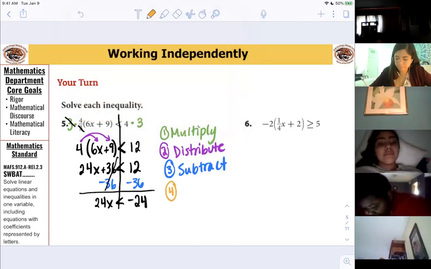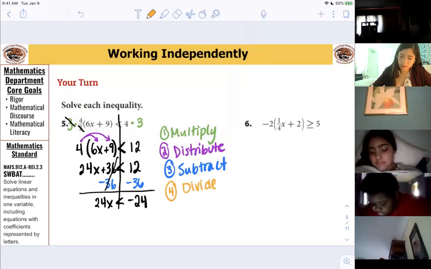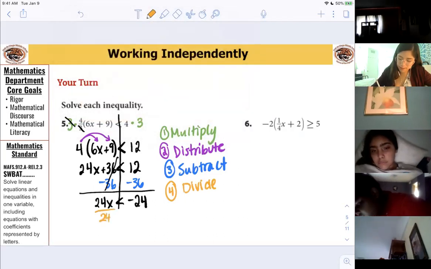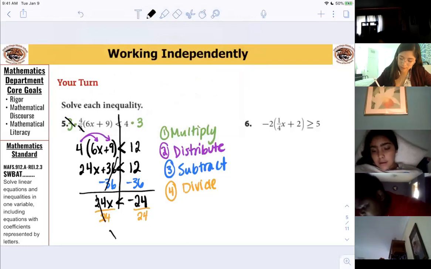Divide. Good, divide. Now remember, we still have a symbol, so don't forget that your final answer is still going to have that symbol in there. And what's that symbol again? Is that greater than, less than? Less. Good. It looks like an L, so it's less than. So x is less than -1.